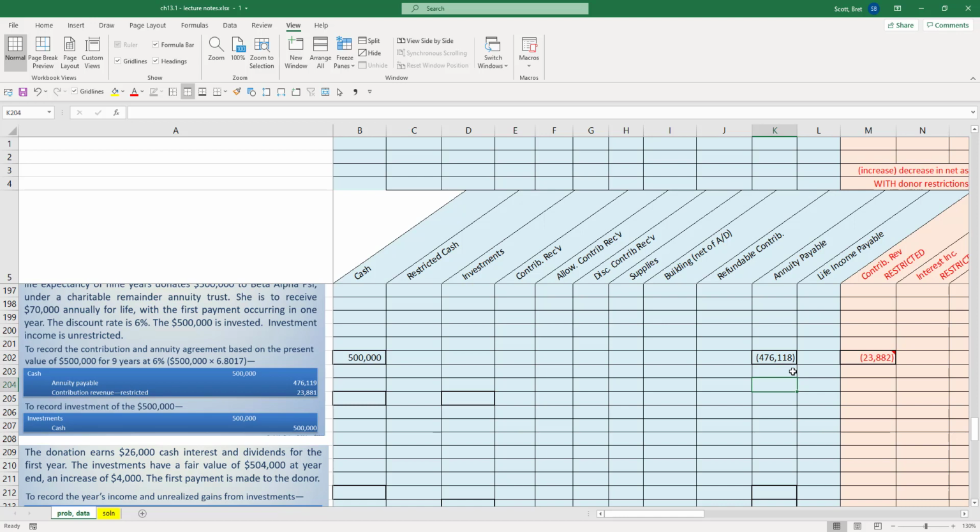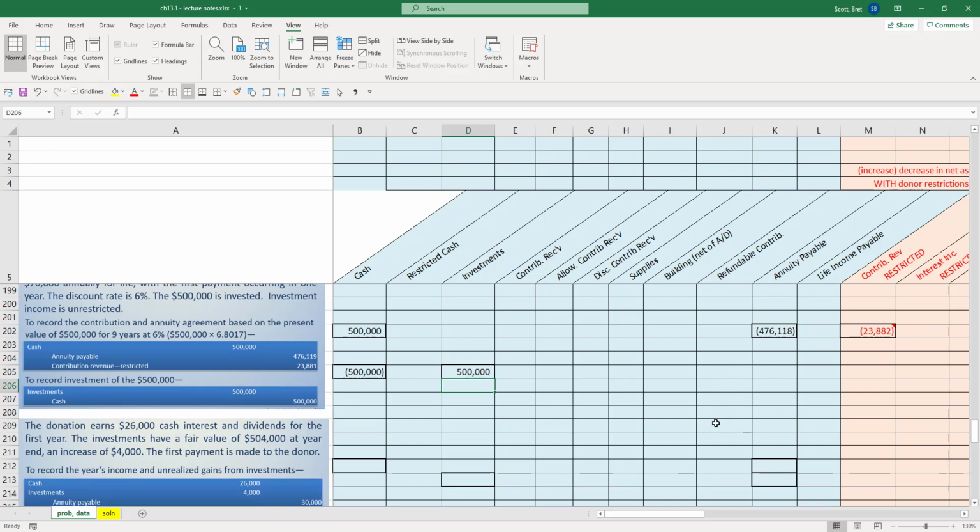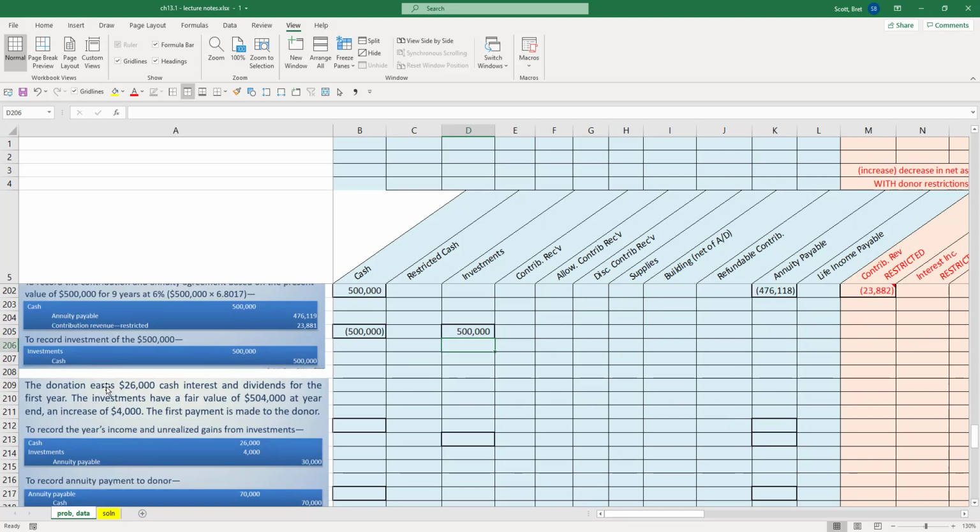Let's go down below and figure out how the whole thing unfolds when we make payouts. Okay, first thing we've got to do is invest the 500,000, and then the donation earns 26,000 interest and dividends for the year.